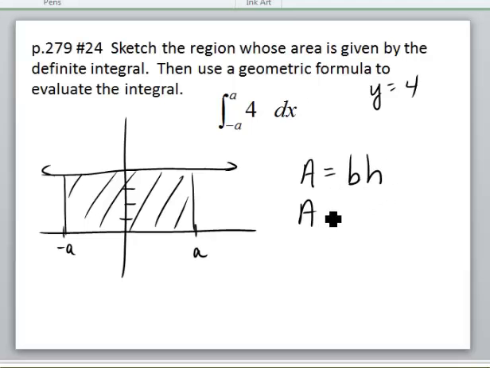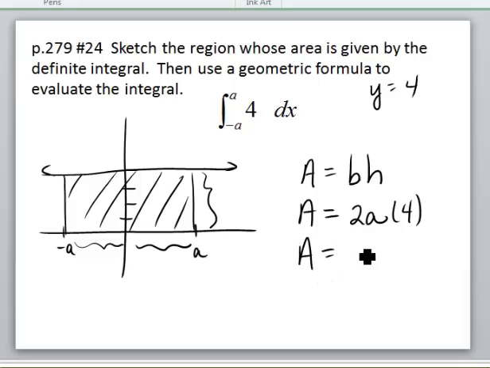Well, the area ends up being the base length is a plus a, so that's 2a, times the height. Well, the height of this is 4. I might have said plus, I meant times. So the area is equal to 8a.